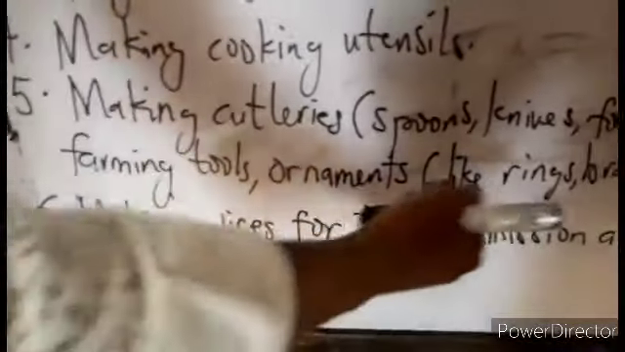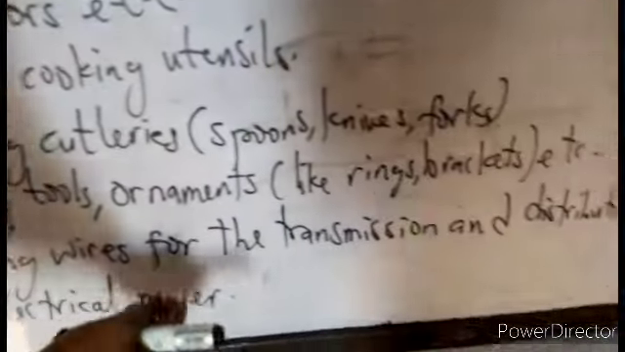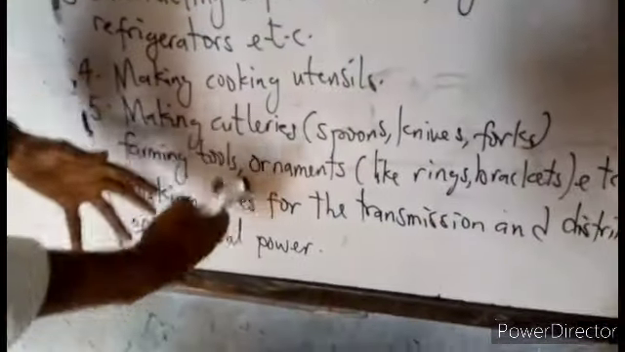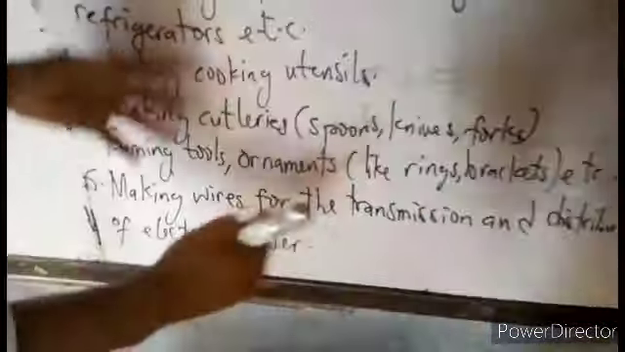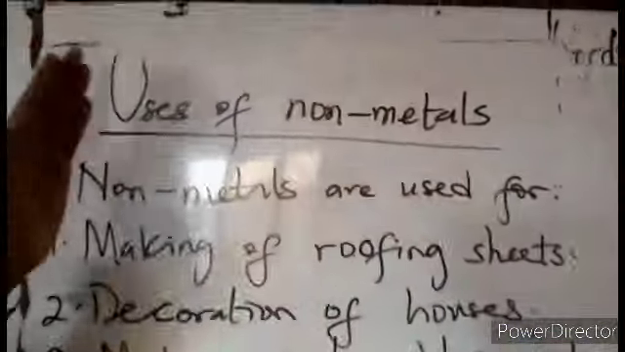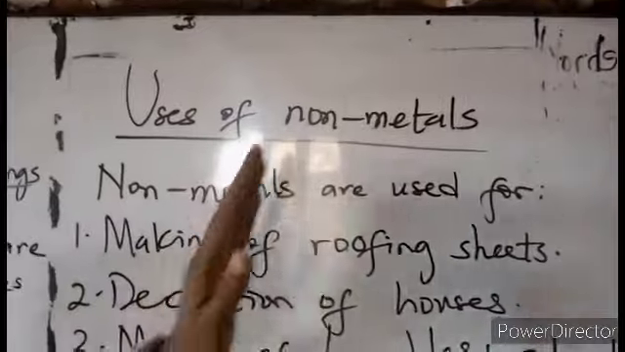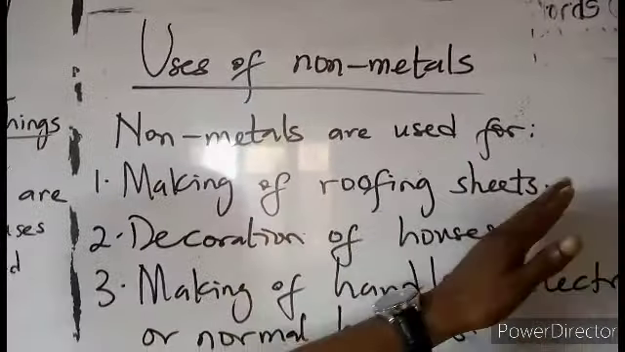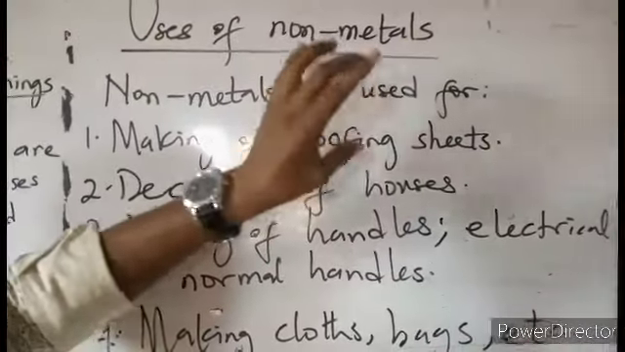Making wires for the transmission and distribution of electrical power, we need metal. That is all the wire we run through our building. Metals are used to construct them. Now we go to uses of non-metals. Non-metals are used for making of roofing sheets. I've talked about this. I said your asbestos and your slate.